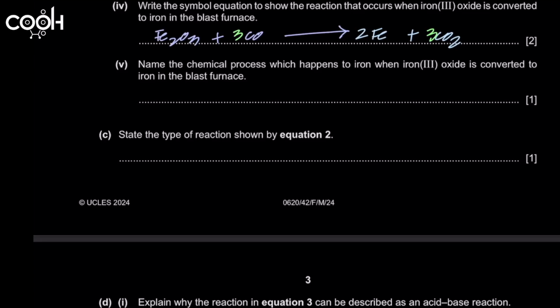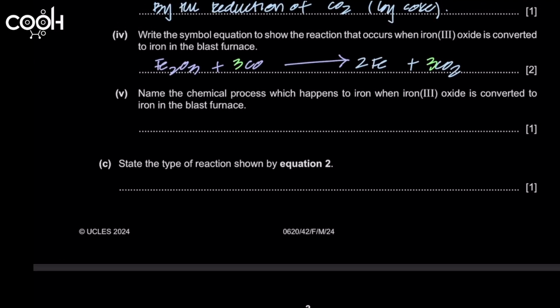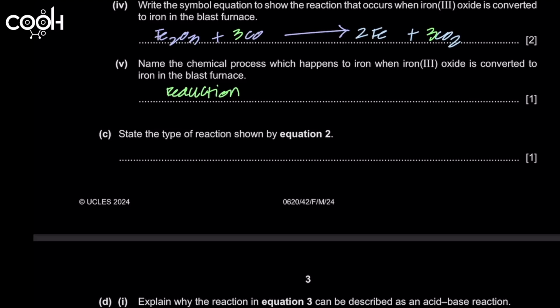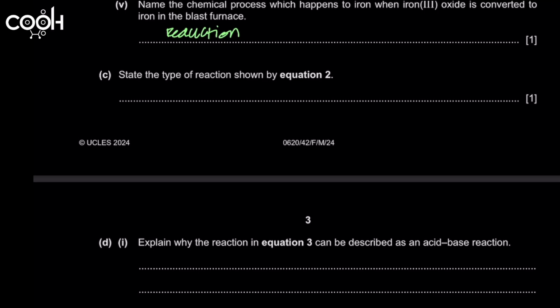Now it says, name the chemical process which happens to iron when iron 3 oxide is converted into iron. What is happening to iron 3 oxide? The iron 3 oxide is being reduced. So the chemical process is reduction. The carbon monoxide reduces the iron in iron 3 oxide, right? So what happens to the iron in iron 3 oxide? It is reduced. That's why the process is reduction.